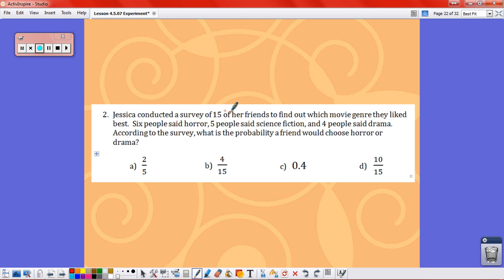Jessica conducted a survey of 15 of her friends to find out which movie genre they liked best. 6 said horror, 5 said science fiction, and 4 said drama. According to the survey, what is the probability a friend would choose horror or drama? So that's 2 options, horror or drama, 6 and 4. So that's 6 and 4 makes 10 out of the 15 total people. 10 out of 15 divided by 5 is the same as 2/3. Didn't need to do that, but that's what it would be simplified.